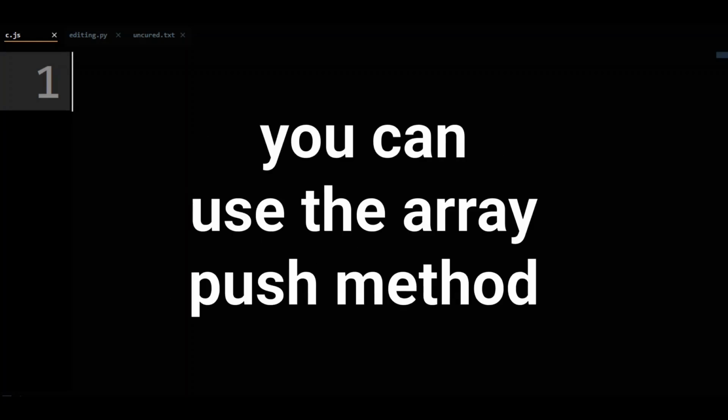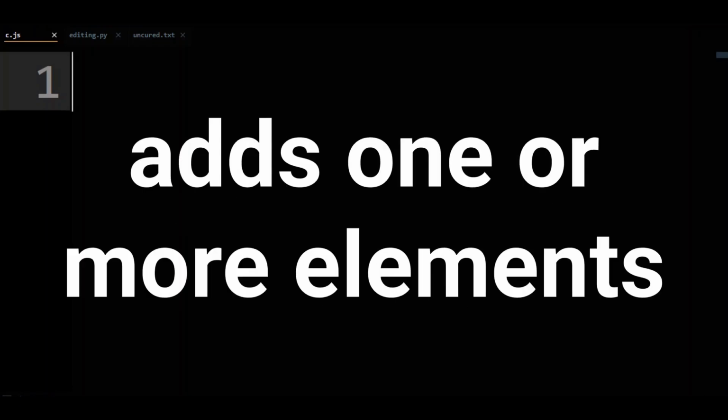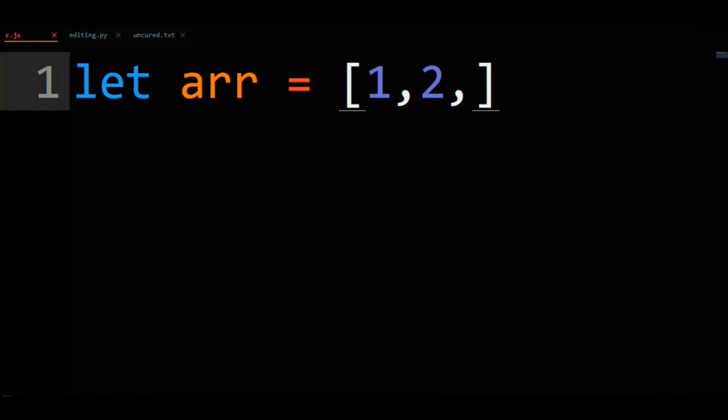To do JavaScript array add to end, you can use the array push method. In JavaScript, the array push method adds one or more elements to the end of the array. First, we'll need an array, so let r equal an array with 1, 2, and 3.